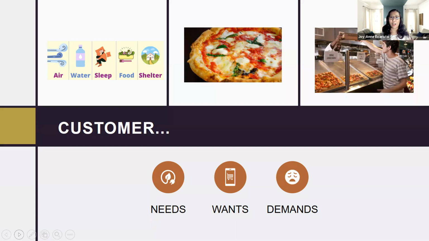But some are very particular. Some of you don't eat pizza. Some of you eat it, but do not actually want it. Or some of you will not eat it if it has pineapples on it. So we have different wants. It all boils down to differences in demand. Needs and wants become demand.